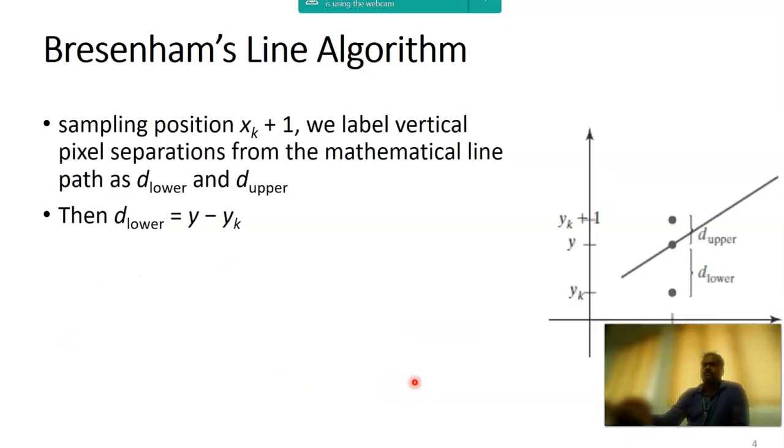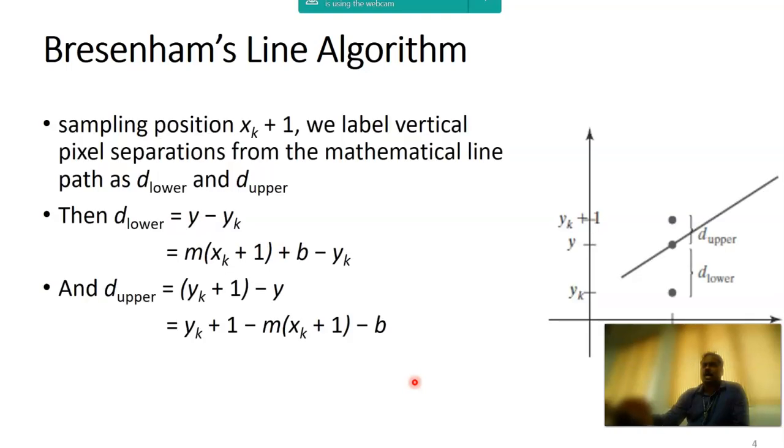In Bresenham's algorithm, at sampling position xk plus 1, we label the vertical pixel separations from the mathematical line path as d lower and d upper. The d lower is y minus yk, which is equivalent to m times xk plus 1 plus b minus yk. And d upper equals yk plus 1 minus y, which is yk plus 1 minus, substituting y, m times xk plus 1 plus b.